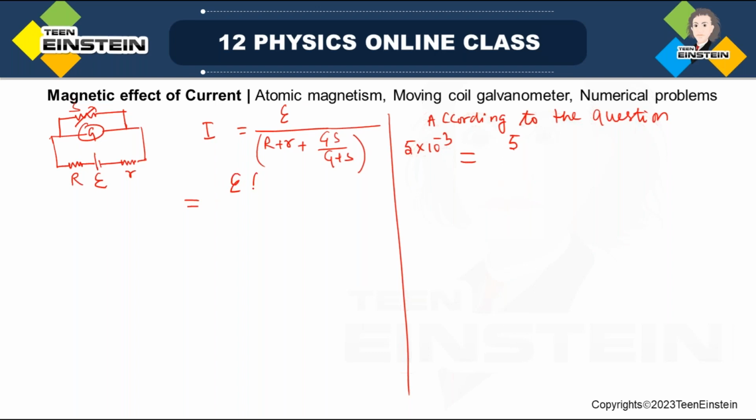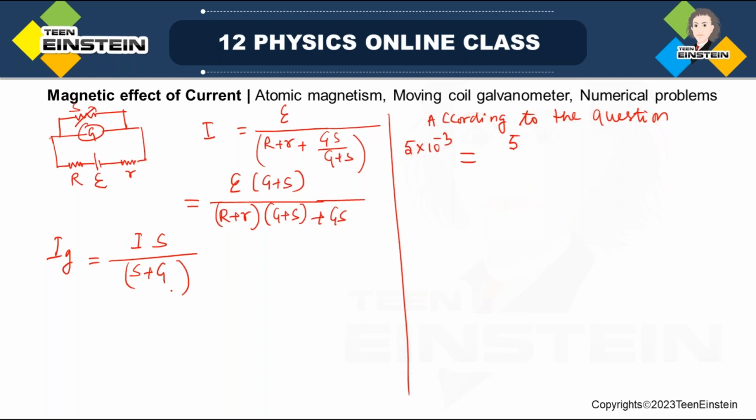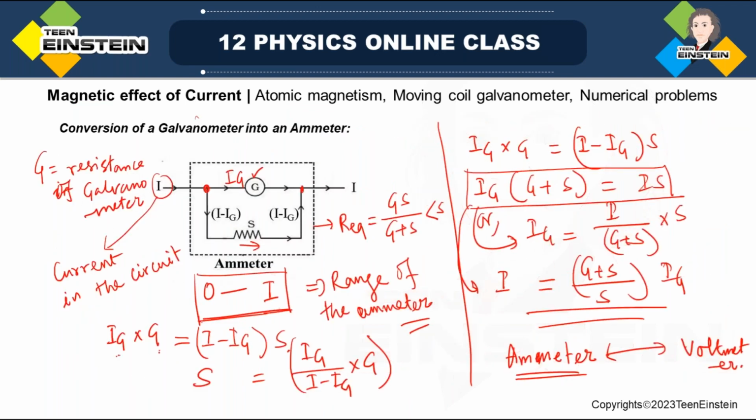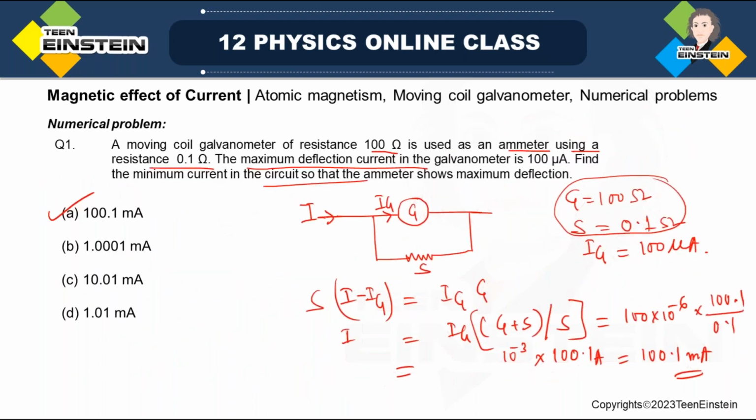Anyway, now we can make a little bit of simplification here. So G plus S is R plus r, G plus S plus G into S. Now we know Ig could be obtained as I into S divided by S plus G. If you remember the formula, in case of an ammeter, Ig is I into S divided by G plus S, right?